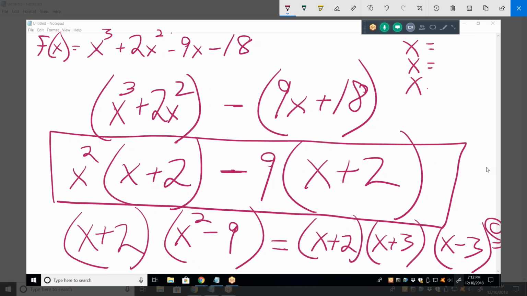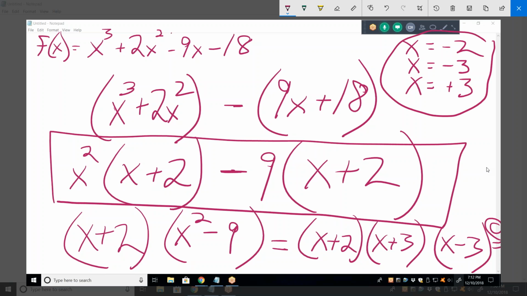We get our solutions by setting each of these linear factors equal to 0. So when I say x plus 2 equal to 0, what's x equal to? X is equal to negative 2. When I say x plus 3 equal to 0, what is x equal to? Negative 3. And when I say x minus 3 equal to 0, what is x equal to? X equals 3. Those are your three solutions.